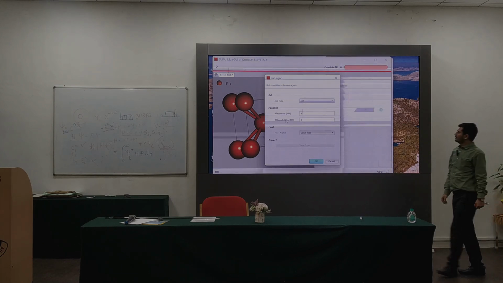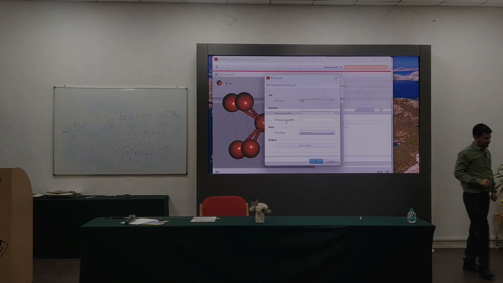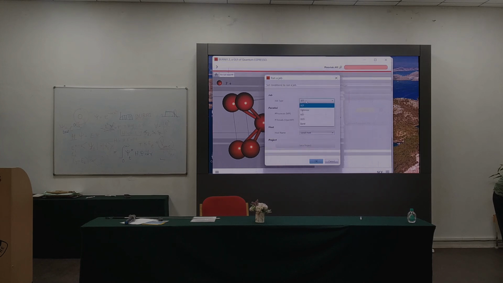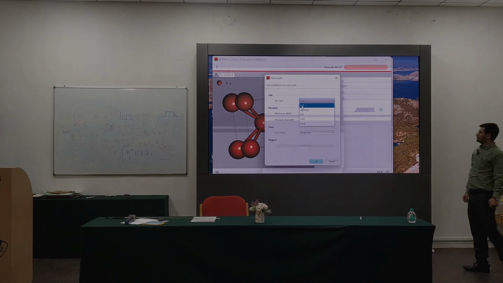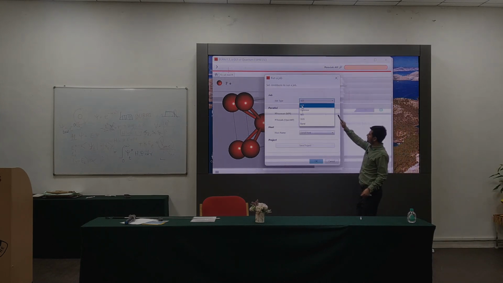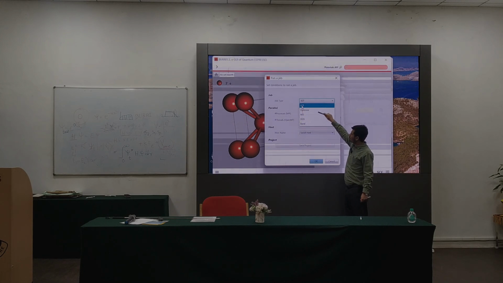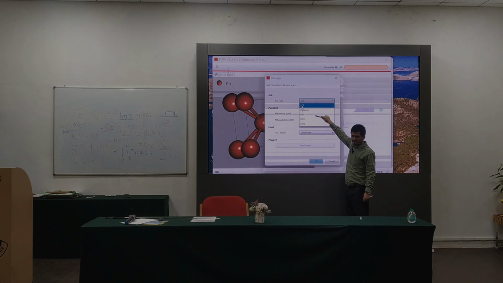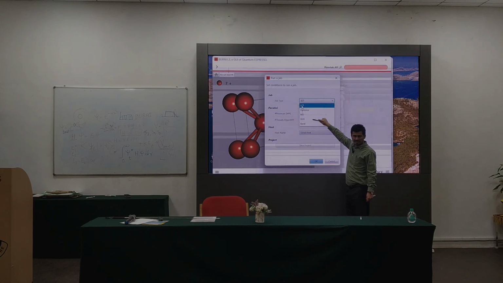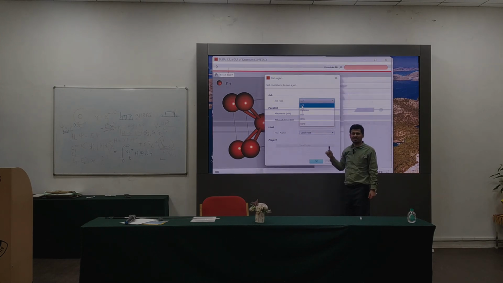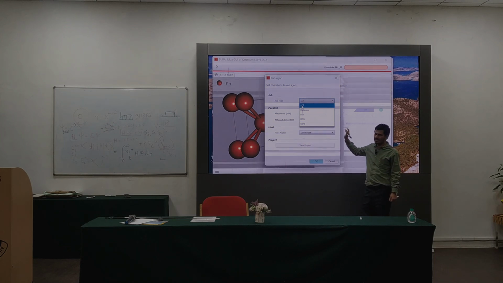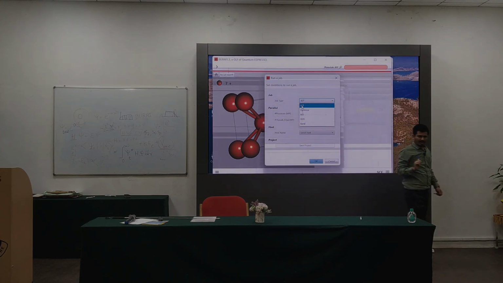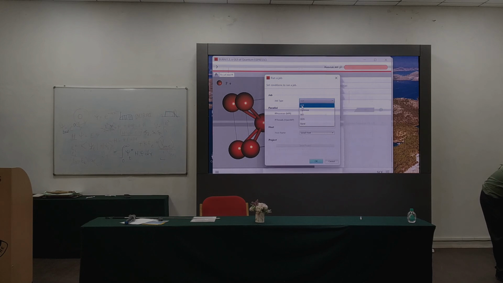So again we are doing an SCF calculation. I have a self-consistent calculation I am going to do. I can do an optimization calculation. I can do MD, which means molecular dynamics calculation. DOS means density of states calculation. Band means band structure calculation. So I can just specify one of them and run it. For the time being, I will do the SCF calculation.